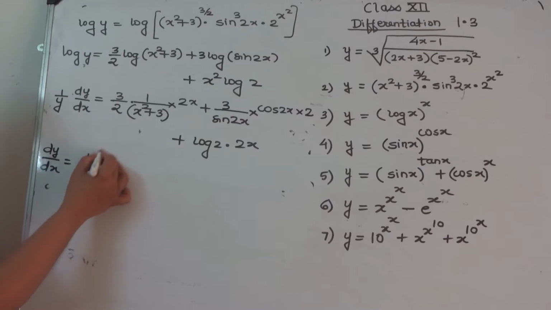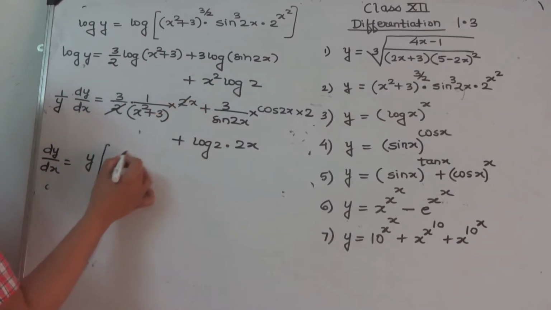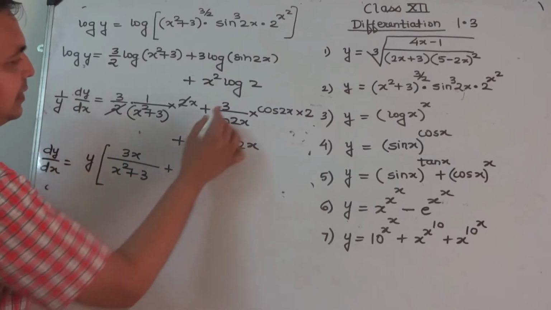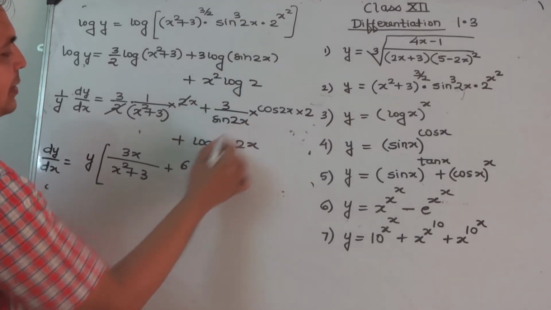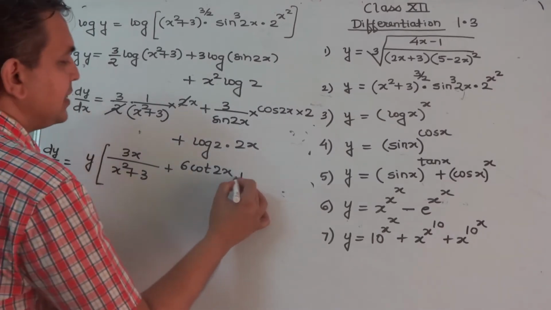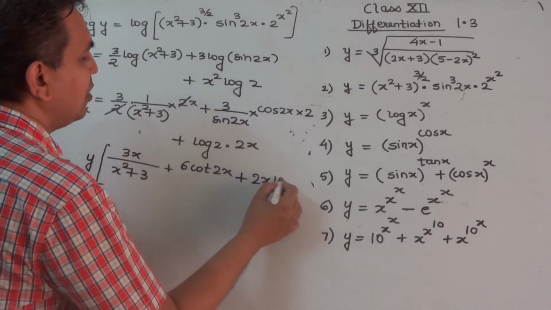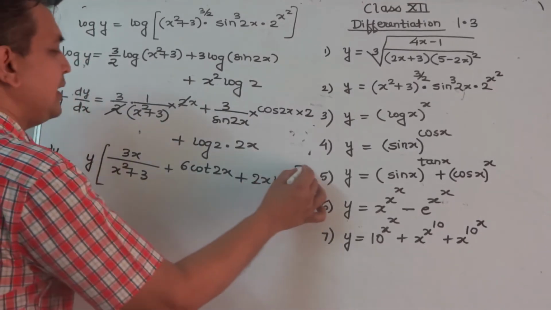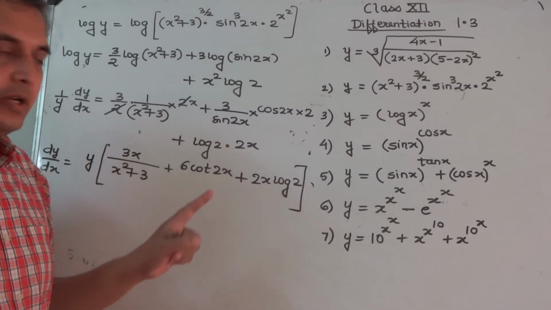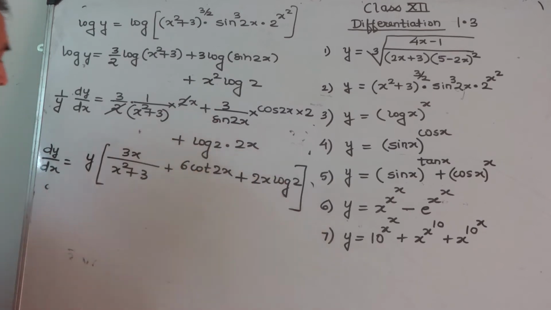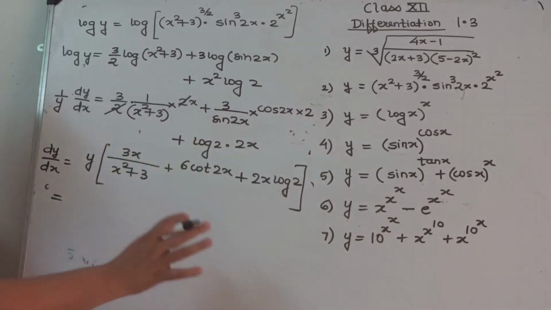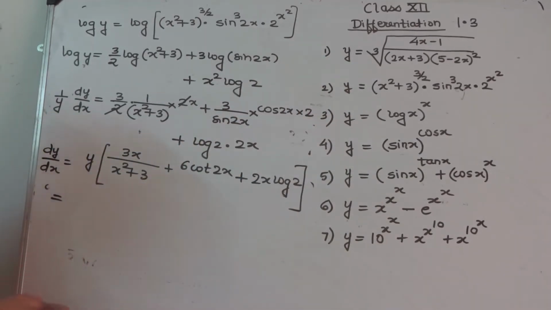So we get dy by dx equal to y into, first term, 2 gets cancelled, 3x upon x square plus 3, plus 3 2s are 6, cos 2x upon sin 2x is cot 2x, cos upon sin is cot, and plus here we can write 2x log 2. This can also be written as x log 4. Why? This 2 can be written in the power, so 2 square can be written as 4 and the answer will be x log 4. In the last step, in place of y, we substitute that complete term and write the answer. I leave this for you.